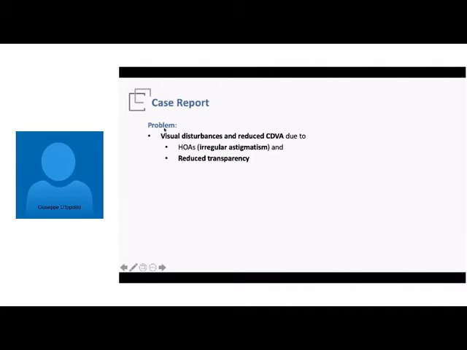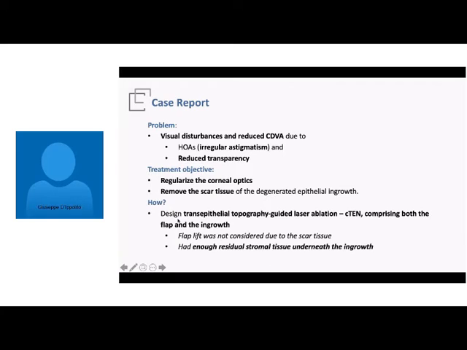And then we went and defined the problem, which was poor vision due to high order aberration, irregular astigmatism, and reduced transparency. So we wanted to improve the transparency and to regularize the cornea. Regularizing the corneal optics was the first thing we wanted to do to improve the vision, and to remove the scar tissue of the degenerated epithelial ingrowth.